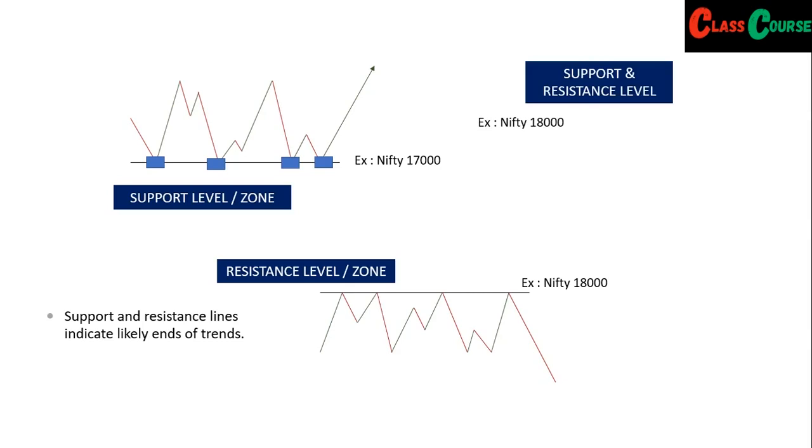Let me assume Nifty at 18,000, right? The market came down and the market is taking support at one price. Then what happens? The market is taking support once again and it is breaking the support. It is breaking towards the downside. That is called a breakdown. So now the Nifty's price at the support was 17,000.